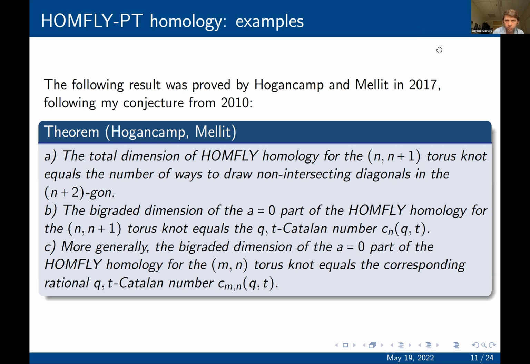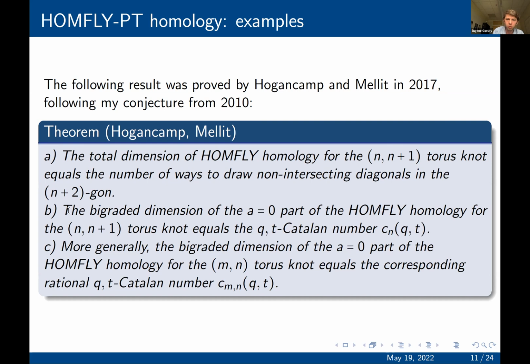First of all, the total dimension of HOMFLY homology for n plus 1 torus nodes, so not any torus node yet, just n plus 1, is equal to the number of partial triangulations, or the number of ways to draw some number of non-intersecting diagonals in the n plus 2 gon. Before, we had the 3, 4 torus node, and we drew diagonals in the pentagon, since 3 plus 2 is 5. And this is just the total dimension. You can actually refine this and read all the gradings from the combinatorial side.